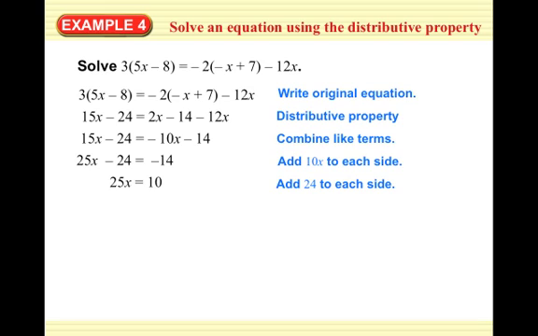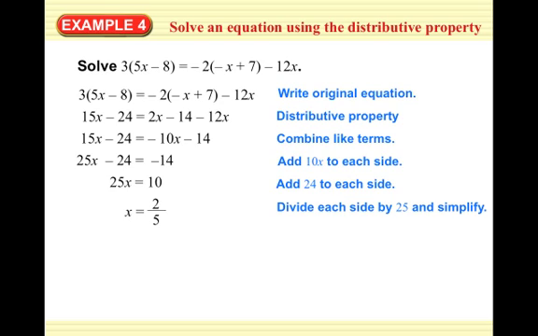Well, this is 25 times x equals 10, so we're going to divide both sides by 25, and we're going to simplify. Now, initially we get x equals 10 over 25, but that reduces by a factor of 5 on top and bottom to 2/5. So x equals 2/5 is our solution, or at least we think so.